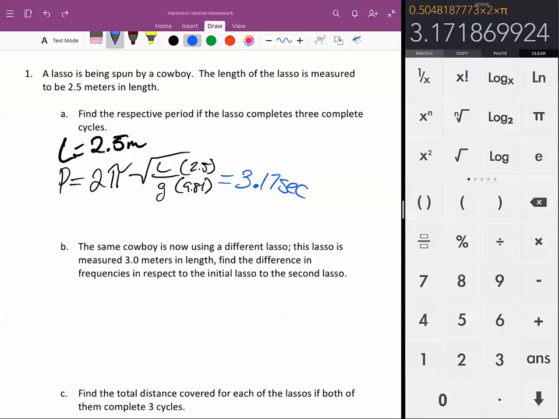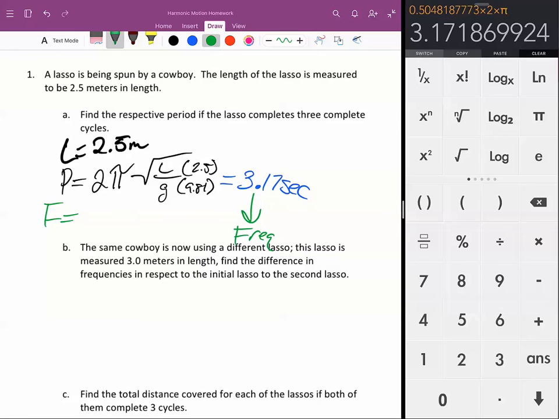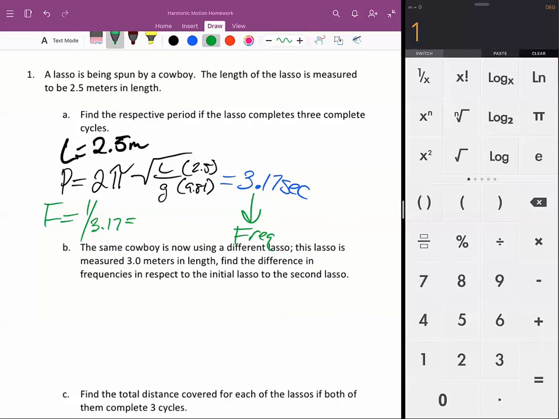Now in preparation for the following questions, we might just want to convert this into frequency. So in this case, your frequency is going to be 1 divided by your period, which is 3.17, which comes out to be 0.315. And this is in hertz.